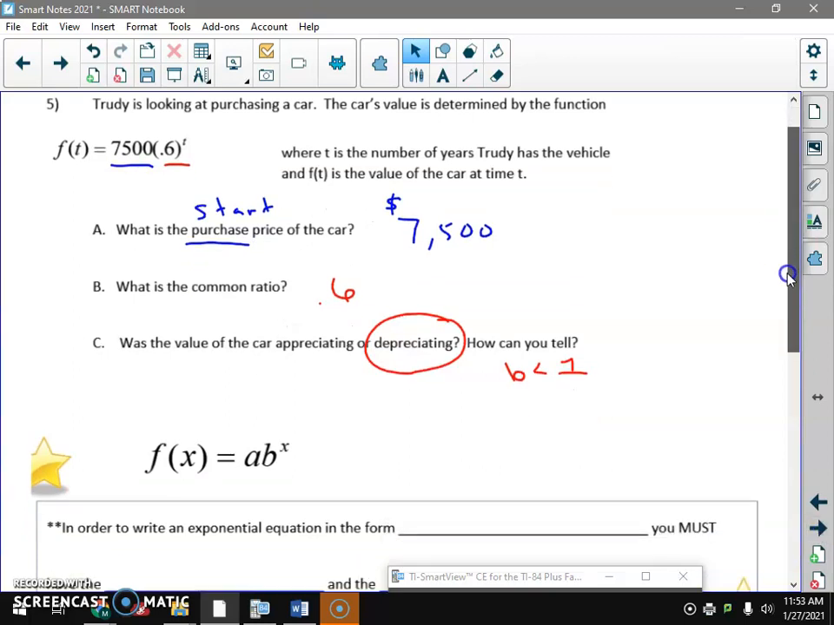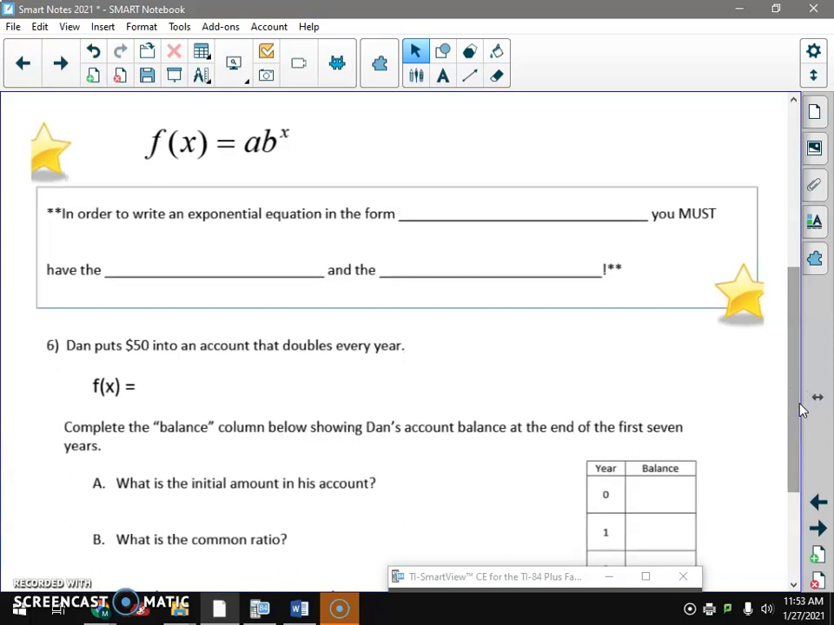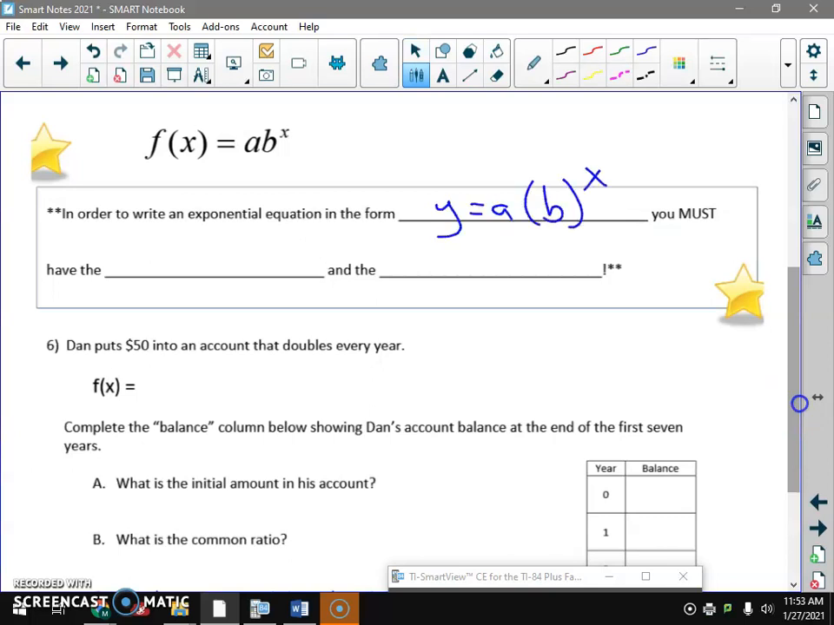We gave you that equation, this one here. We're going to talk about below. We have to figure out the equation. So what do we need? In order to write an equation in the form y equals, I'll use y instead of f of x, a times b to the x. You must have the a, which is the initial value, or starting value. I'll put in parentheses below it. How much the car is worth when we bought it.